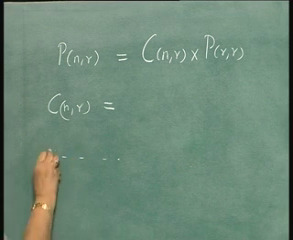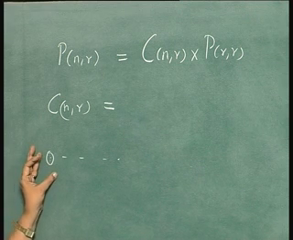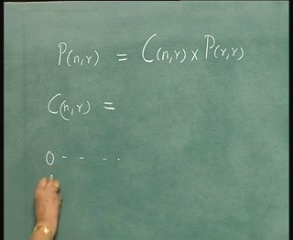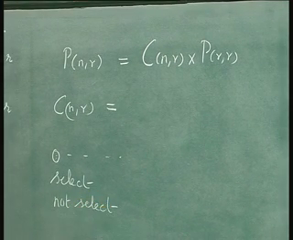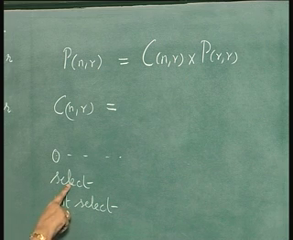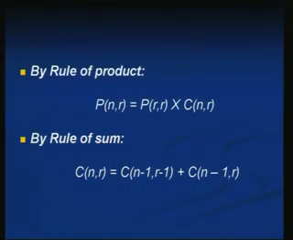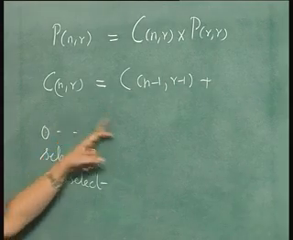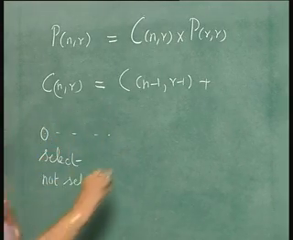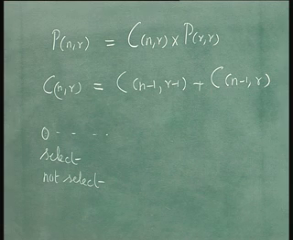Now among the N objects you mark a particular object. There are 2 possibilities: you can select this object or not select this object. If you select it, then from the remaining n minus 1 objects you have to choose R minus 1 objects. That is equivalent to saying C n minus 1 R minus 1. If you do not select this object, from the remaining n minus 1 objects you have to select R objects, and that is C n minus 1 R. So, you get this, and obviously you are applying the rule of sum here.